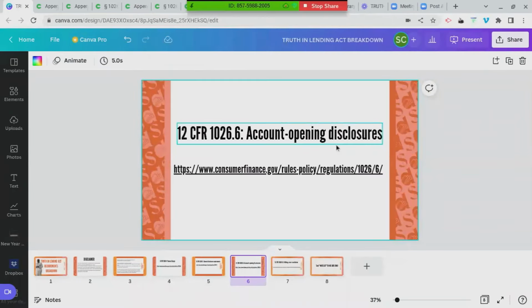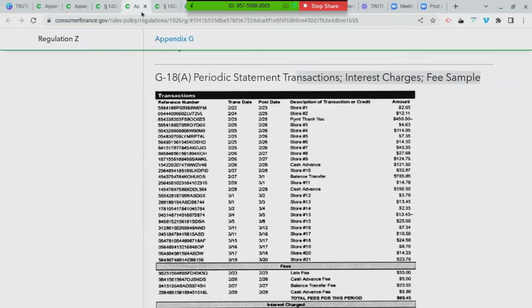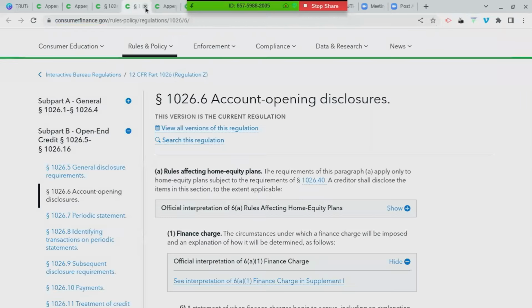The account opening disclosures, and you all see me pull that up on this screen. Okay, so here it is, 12 CFR 1026.6, account opening disclosures, right?